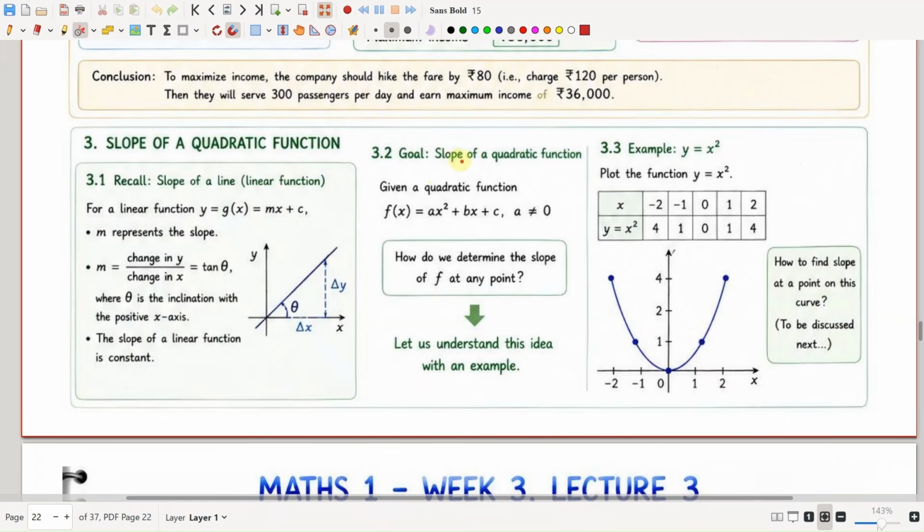So, slope of a quadratic equation. Given a quadratic function, f of x is equal to ax square plus bx plus c, where a is not equal to 0, how will we determine the slope of f at any point? Let us understand this with an example.